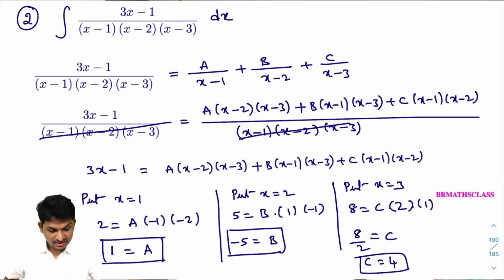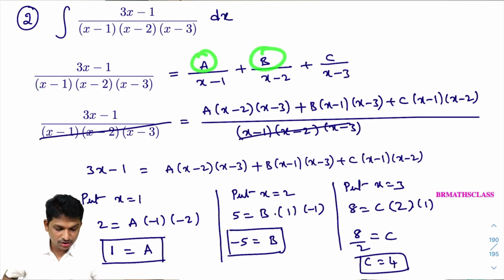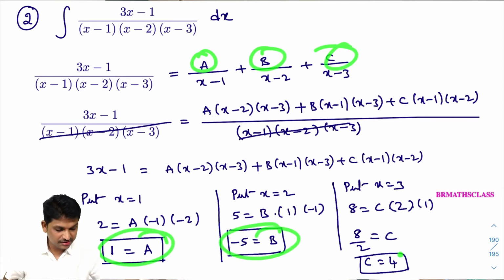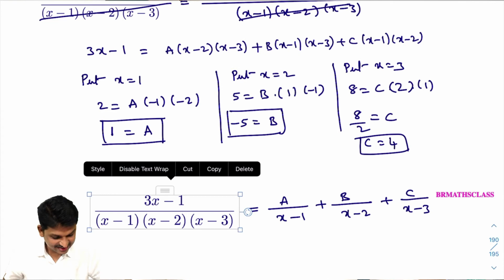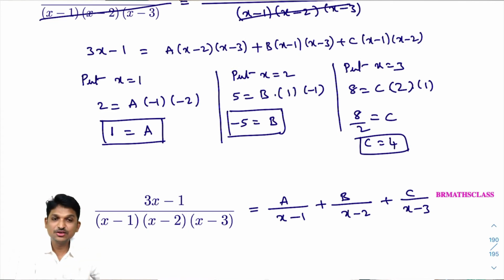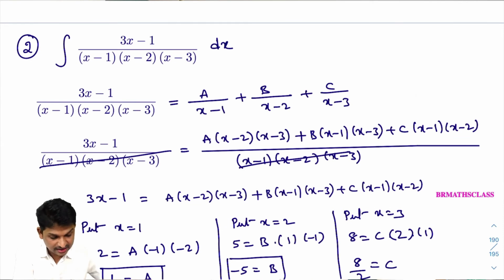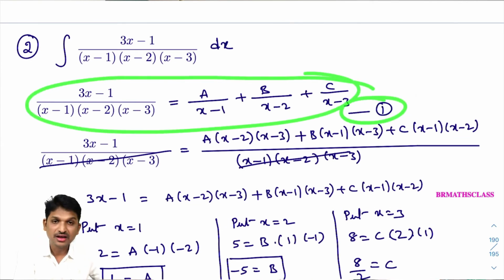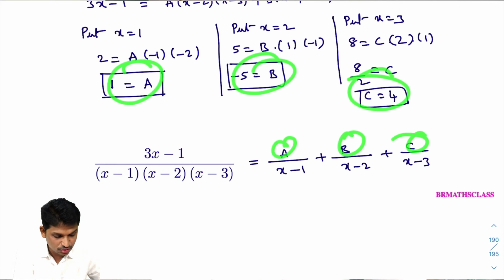So this is how I split it into partial fractions. Here I wanted to find a value, b value, c value, and I got them like this. Now you take this equation. This is what we had in the beginning, from equation 1. Look here, I took this as equation 1. Now I have a value, b value, c value. I'll substitute them here.